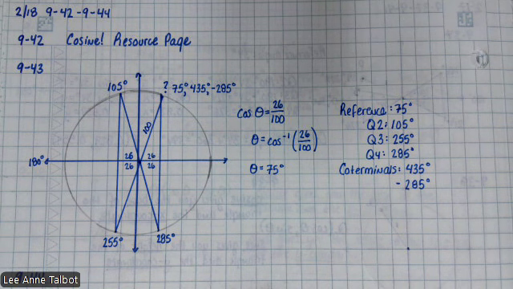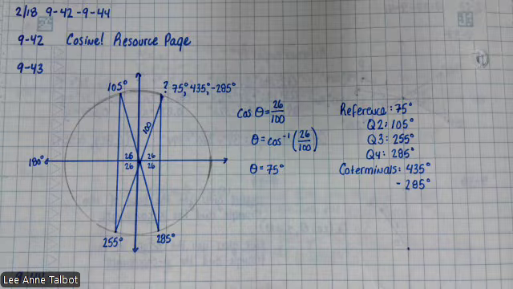Did you guys get negative 285 for the negative? Did you do a negative coterminal? You're supposed to do a positive and negative coterminal. Does it make sense how to get that? Negative 285, yeah.